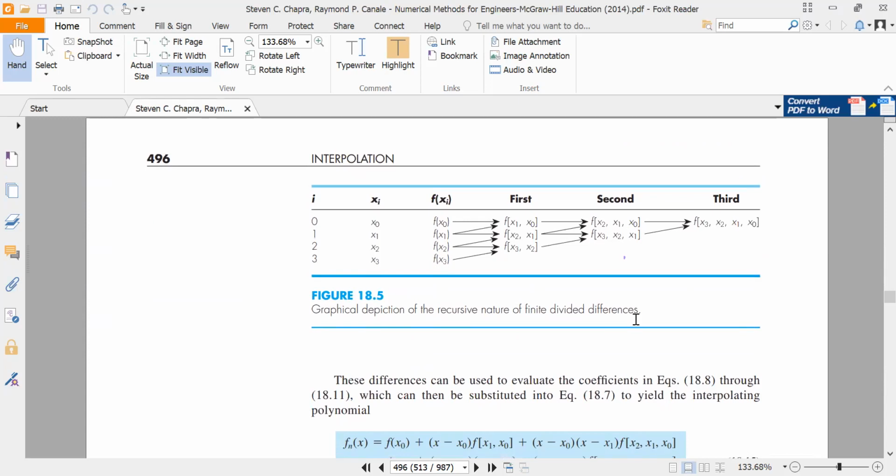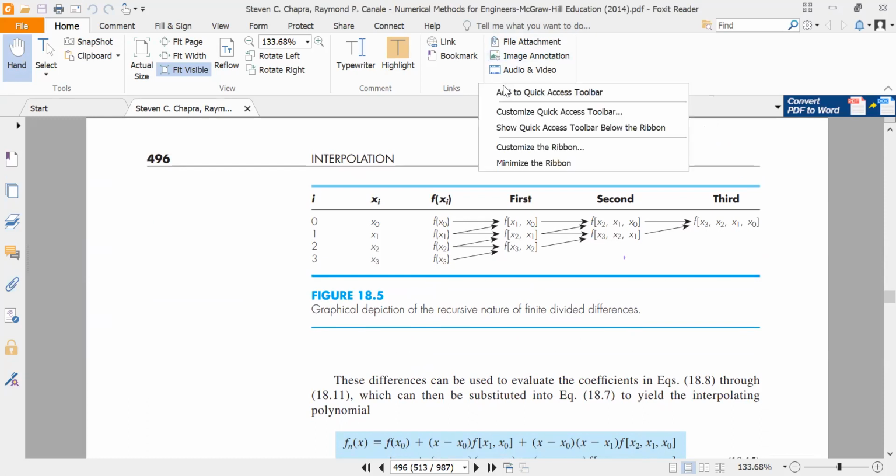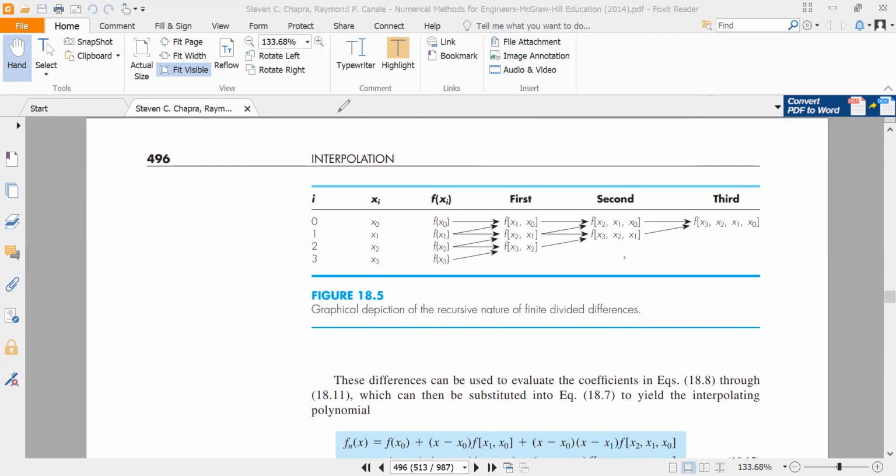Okay, can you see this table? Figure 18.5. Yes, sir. Okay. I hope our foregoing discussion will help you to understand the entries of that table. In this case, we have 4 data points. Then this is the number index, nothing to do with the calculation, just to designate how many points you have. About x and y values, fx values are given.